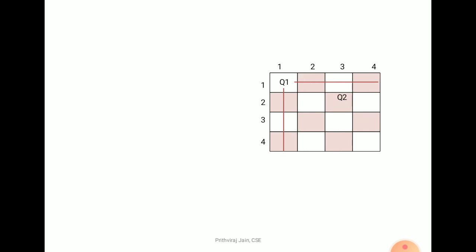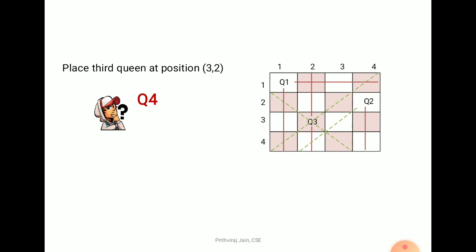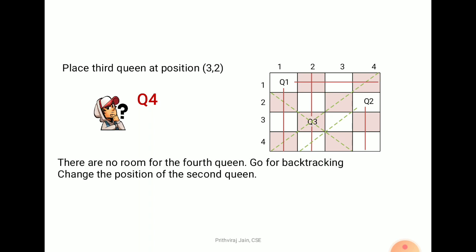Let us change the position of the second queen to 2, 4. Along the same column we can't place further queens, and along the same diagonal we can't place any queens. But we have one empty position at 3, 2. So let us place queen 3 at position 3, 2. Along the same diagonal of q3 we can't place further queens. Similarly, with the same column we can't place the next queen. Now again the question is where to place queen 4. Again there is no room to place q4. So we need to go for backtracking.